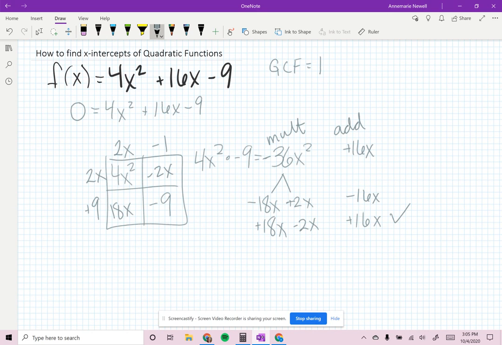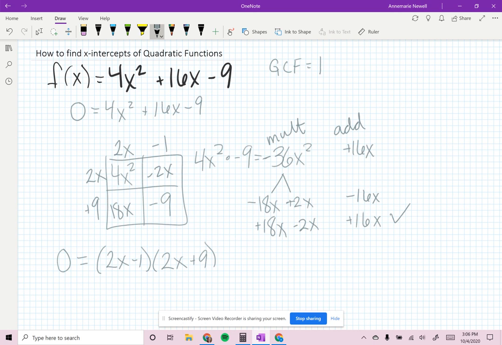I just need to make sure this 2x times 2x is 4x squared. 2x times negative 1 is negative 2x. 9 times 2x is 18x, and 9 times negative 1 is negative 9. That's perfect. So I've just shown that our factors are actually 2x minus 1 times 2x plus 9.